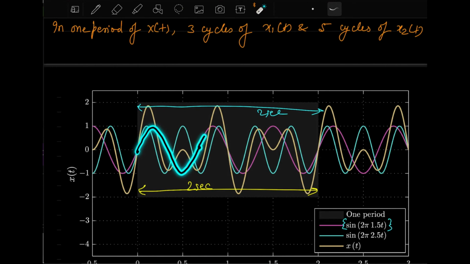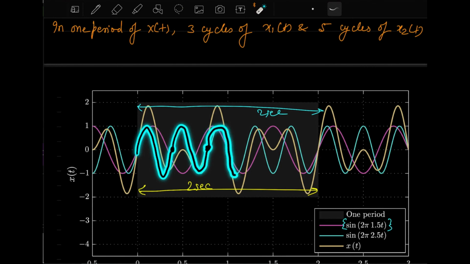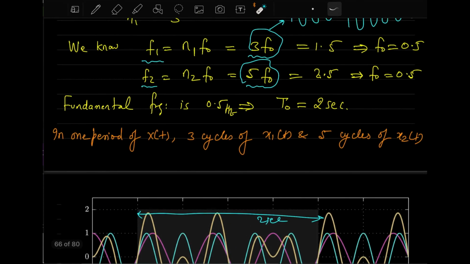You can see this cycle is first, this cycle is second, and this cycle is third. So the pink one is actually completed in 3 cycles, whereas the blue one over here is completed in 5 cycles. So you can see here, this is the first cycle completed, then again you have a second cycle, then third cycle, then fourth cycle, then fifth cycle. So you can see how these are related and interpretation is simple.